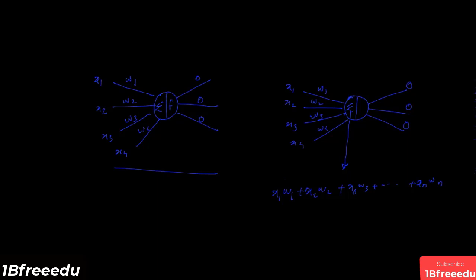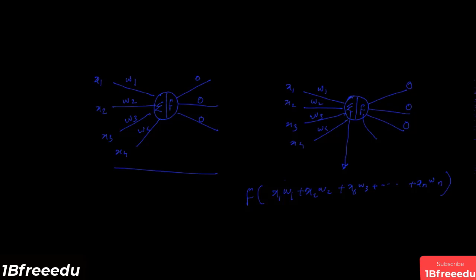On this sum we apply what is called the activation function, and depending on the result of the activation function, the output is sent to the other neurons. So we have the sum here, and on that sum we apply the activation function. There are different kinds of activation functions like sigmoid, ReLU, etc. These are applied on this sum, and the output is generated and sent to the other neurons.